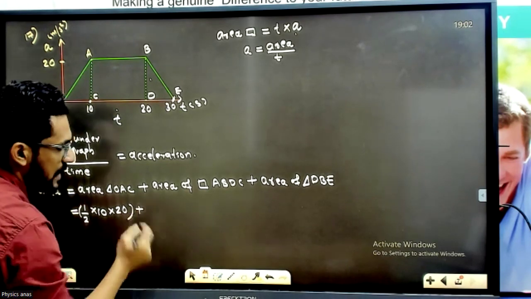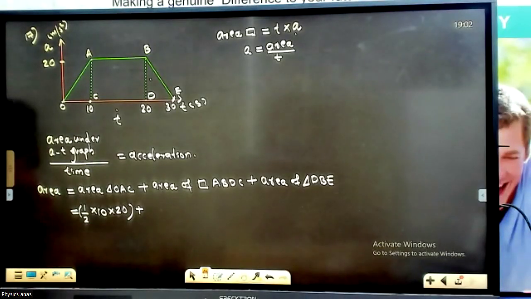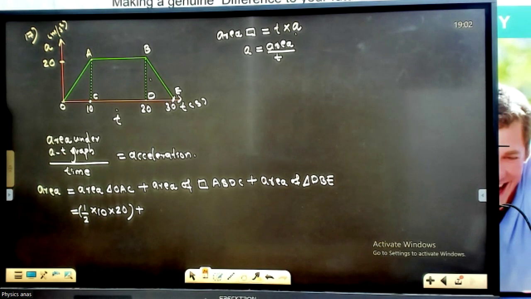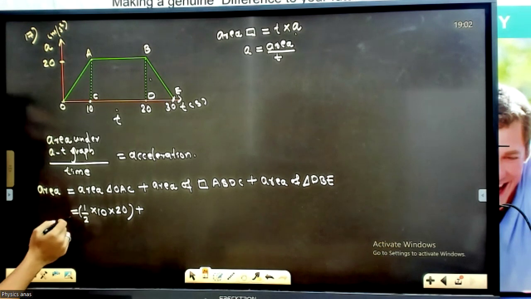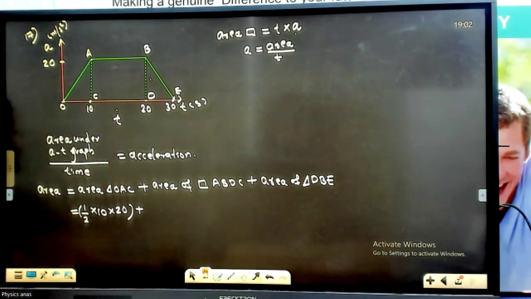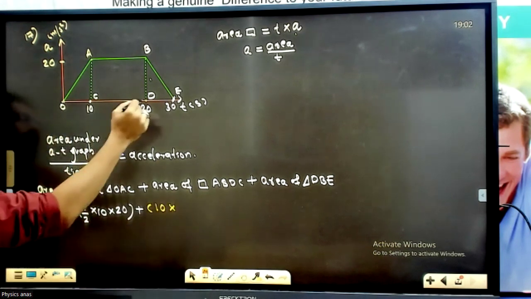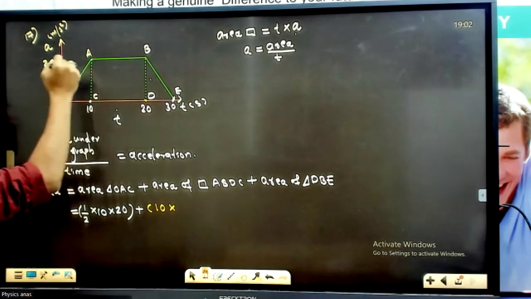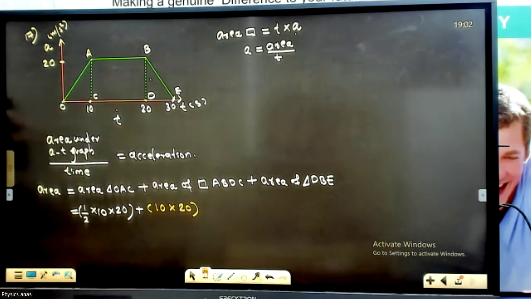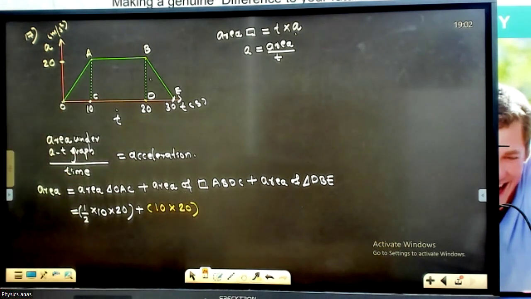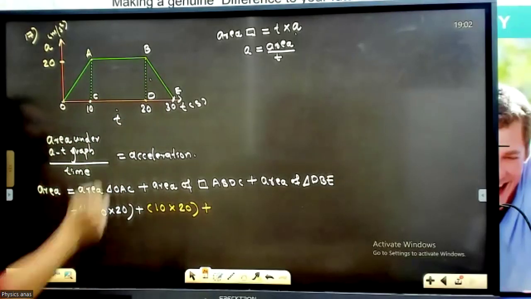Plus, now you need the area of a rectangle. How can you find the area of a rectangle? Just length into breadth. What is the length? That is CD. CD will be 20 minus 10, which is 10. So the length will be 10, and DB is 20. So 10 into 20 will be the area of rectangle ABDC. Plus, now you have a triangle DBE.